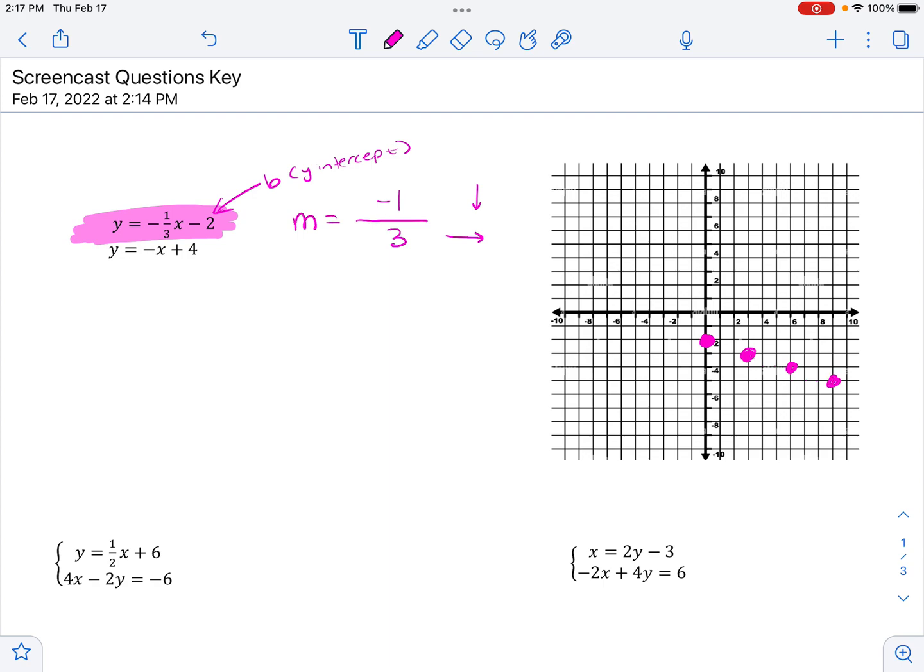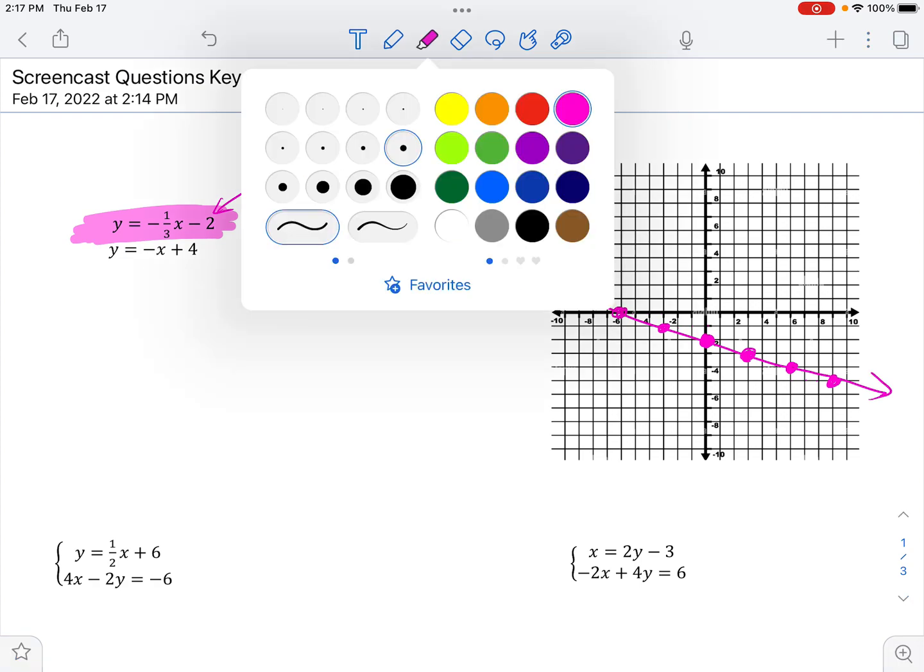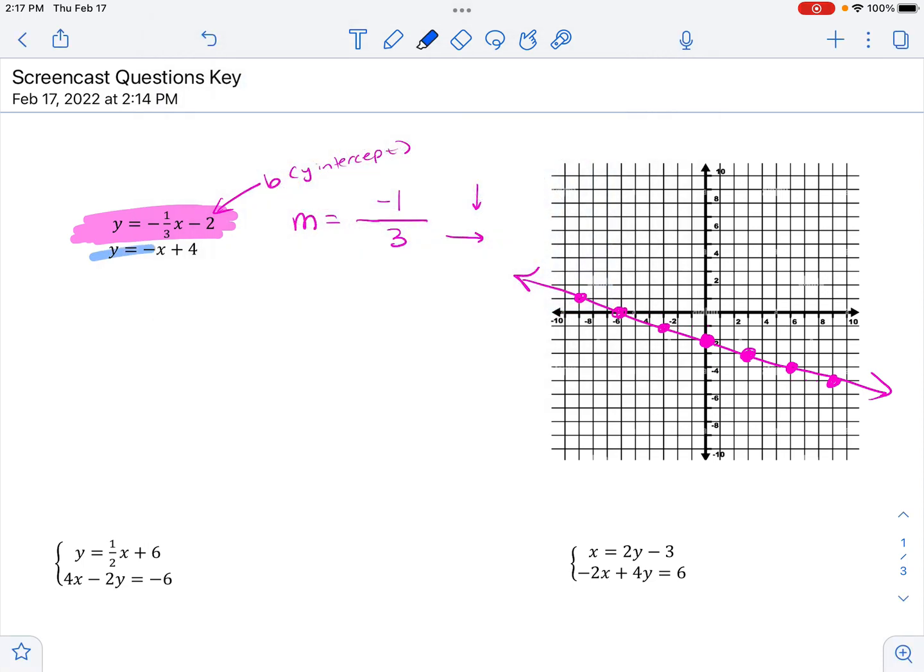And I can also go in the other direction, up 1, left 1, 2, 3. Up 1, left 1, 2, 3. Maybe a couple more. And I'm going to draw the line as accurately as I can. So thank you, technology, for allowing me to make that really pretty straight line. Okay, moving on to the next line.